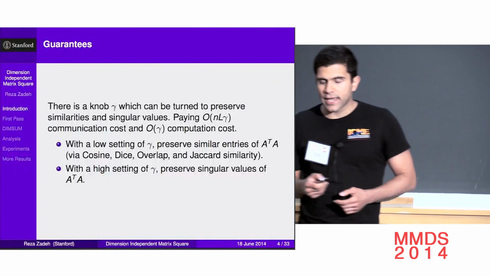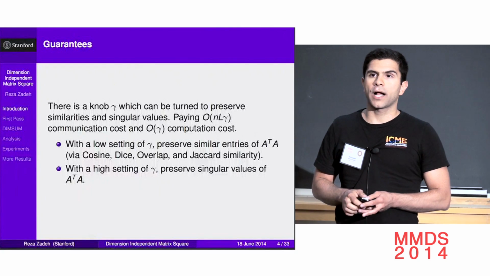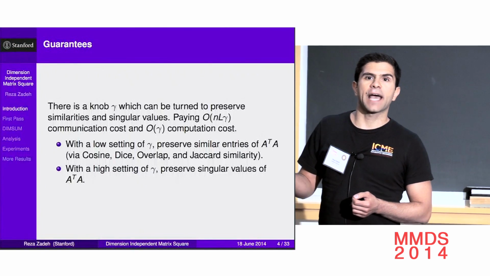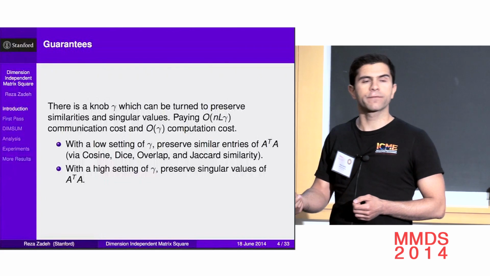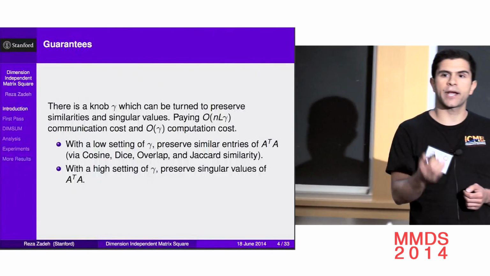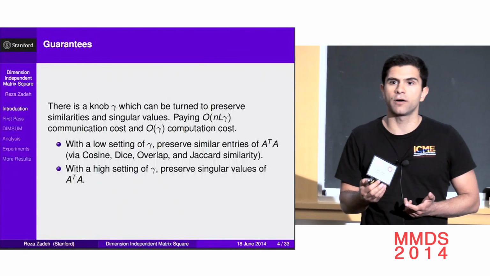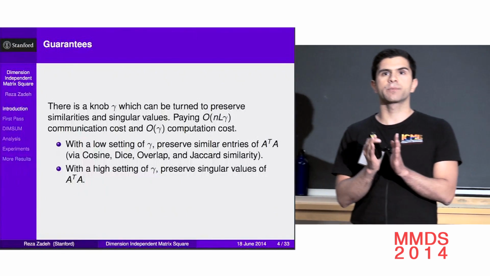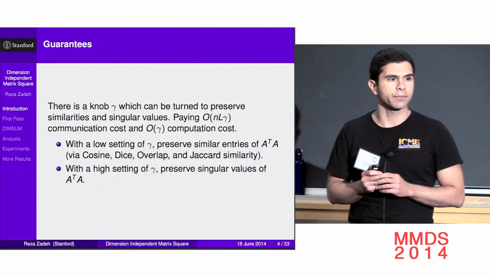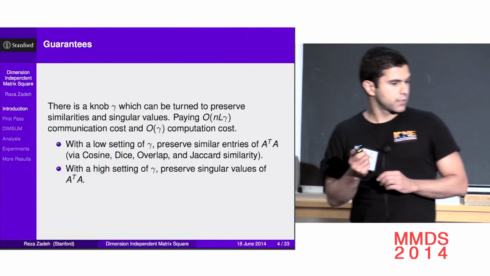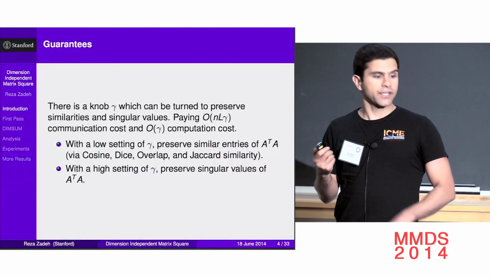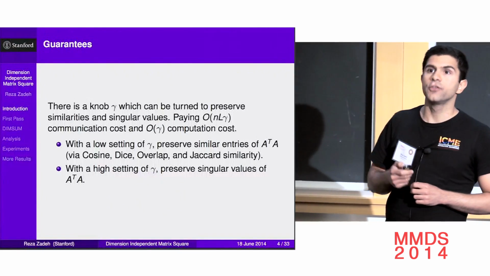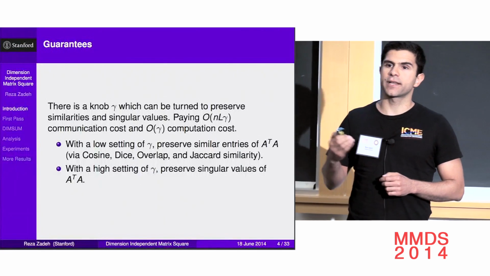Okay? And we'll do that with two guarantees. The whole setup has one knob, gamma, and with the lower setting of gamma, you pay a lower cost, and in return for it, you get the highly similar pairs of columns computed accurately. So this is going to be an estimation of the pairwise dot products. And for those dot products where the columns are very similar, and by similar I mean in terms of cosine similarity and some other similarity measures, these pairs are estimated accurately with a very low setting for gamma. And then if you're actually interested in singular values of A transpose A, you can then pay a little more and have those estimated accurately as well.